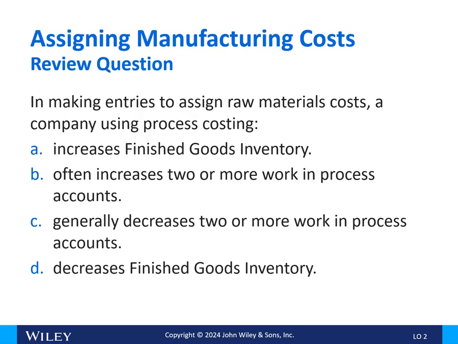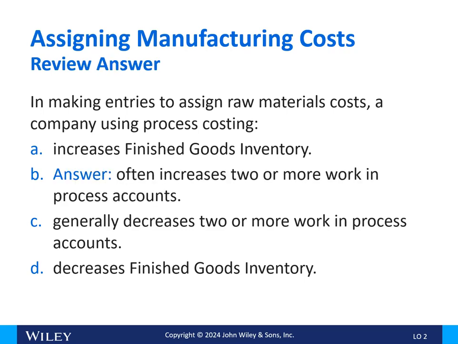Another review question. In making entries to assign raw material costs, a company using process costing often increases two or more work in process accounts. So assigning raw material costs out of raw material, we're going to credit raw material. Our debit is to work in process. Typically at the end of the period, we've used raw materials, direct materials, in multiple departments, so we're going to use multiple work in process accounts.